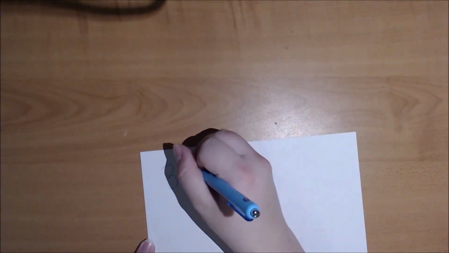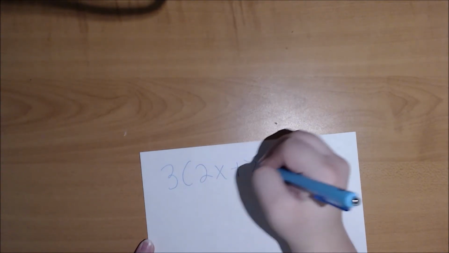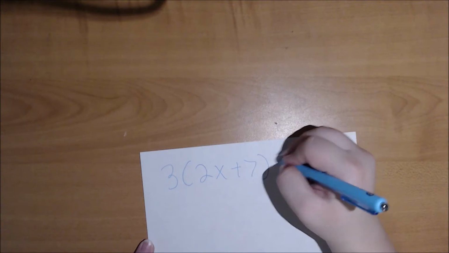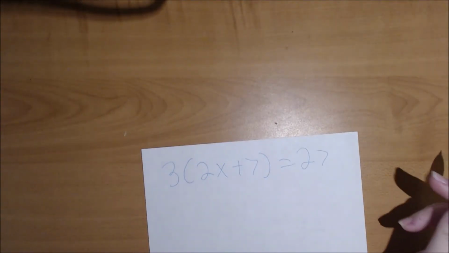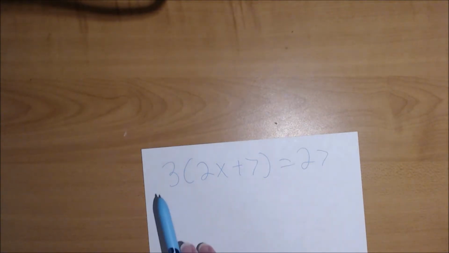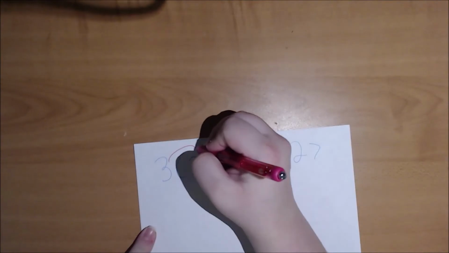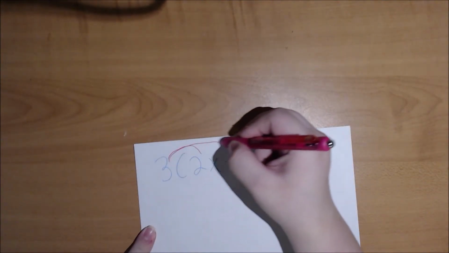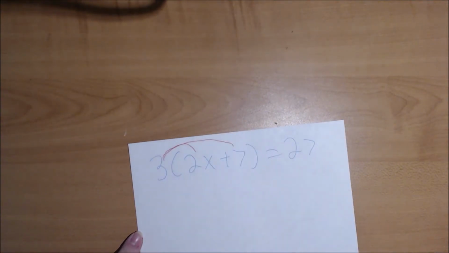Let's look at another one. In this one, I have 3 times 2x plus 7 equals 27. So before I can solve anything, I want to distribute that 3, right? So I'm going to take 3 and I'm going to distribute it to the 2x as well as to the 7. I call this the rainbow method because you're like in the Skittles commercials making it rain, right? It's like a rainbow when you draw it.